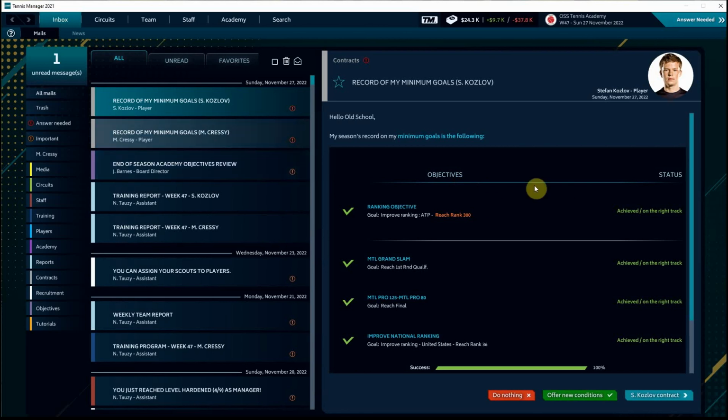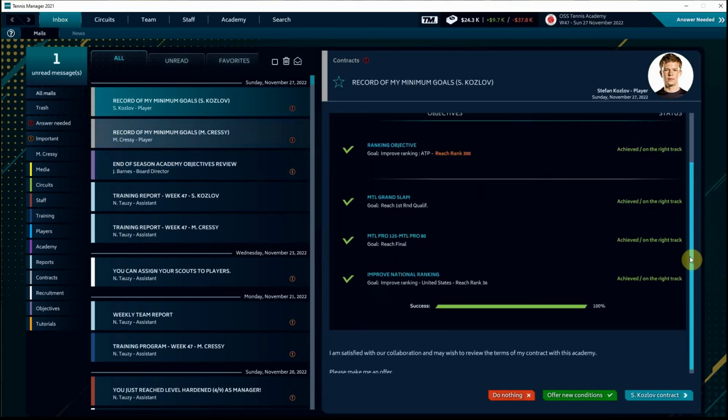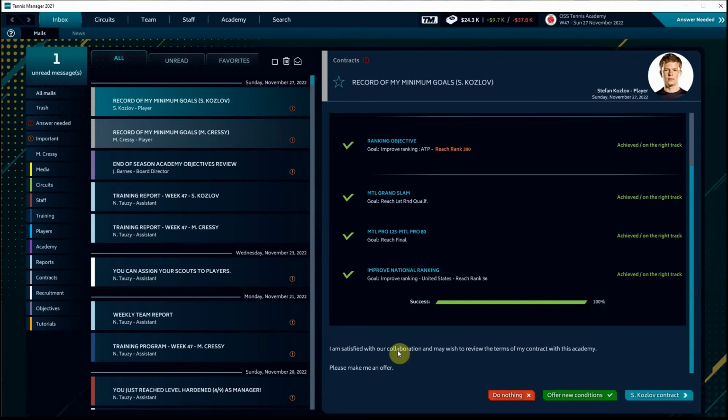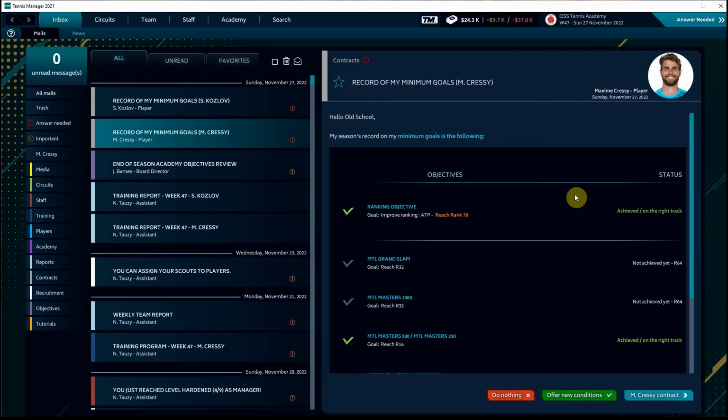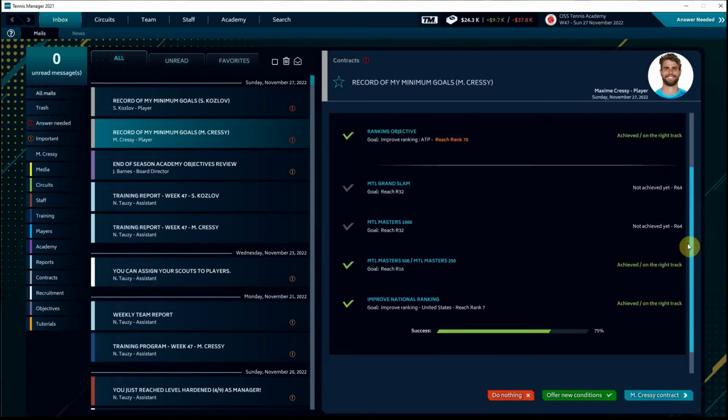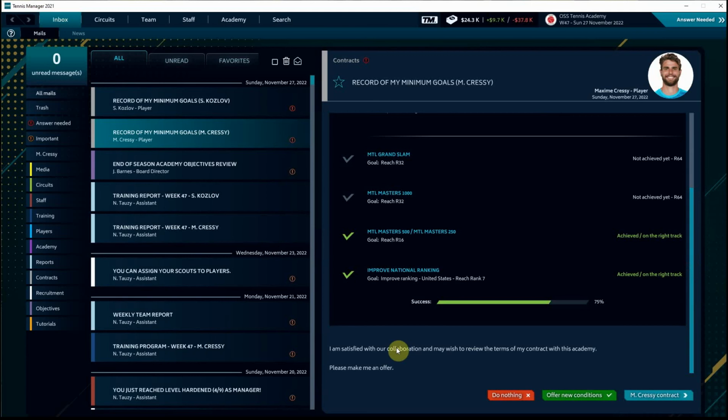Now kind of talking, Stefan Kozlov, 100% of our goals. He's satisfied with our collaboration. He may wish to review the terms of his contract. I'd like him to keep playing with us. Let's see where we stand with Maxime also. Maxime, you know, he missed a couple of goals, but he's satisfied with our collaboration too. So going to work through both of these and kind of figure out whether we want some new conditions.